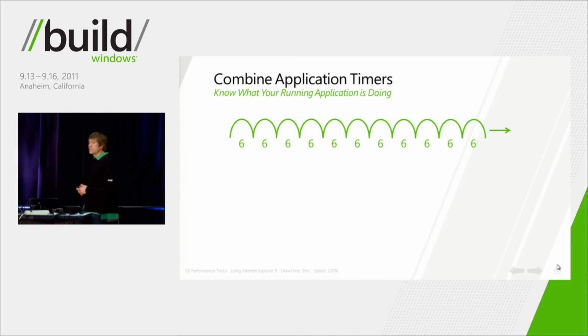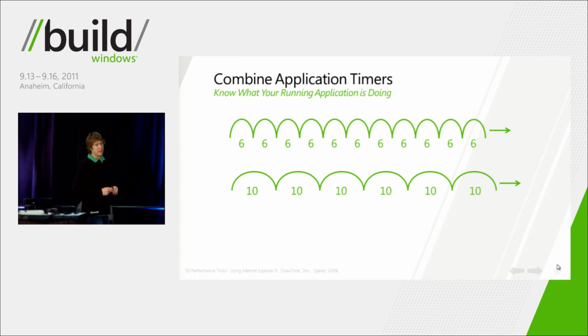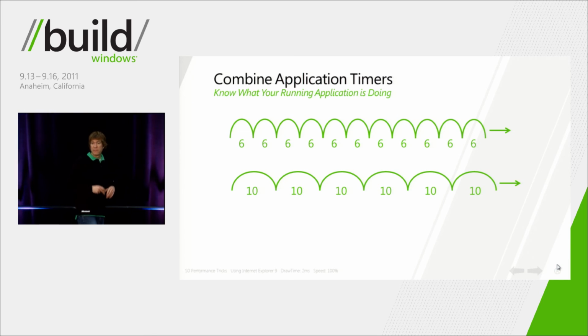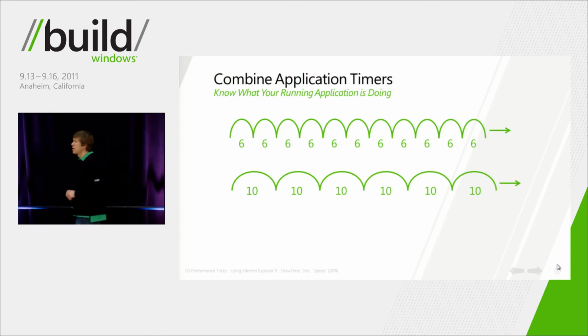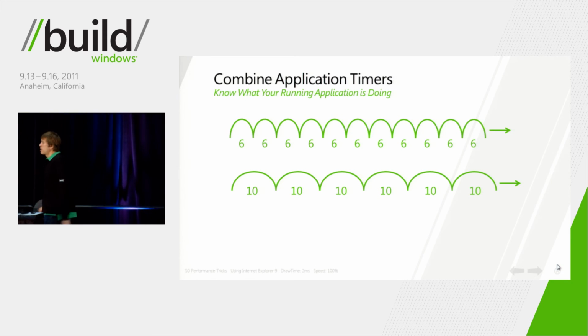Most applications on the web today have 10 to 15 timers running at all times, and about half of those are what we call dormant timers, where they've been lost. So make sure you don't have any timers or sequences that are running that aren't impacting the performance of your app. And combine your application timers together.